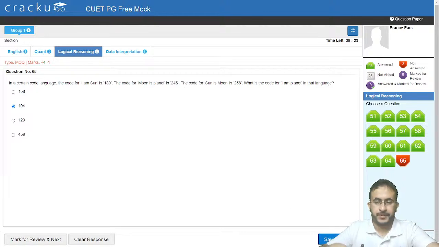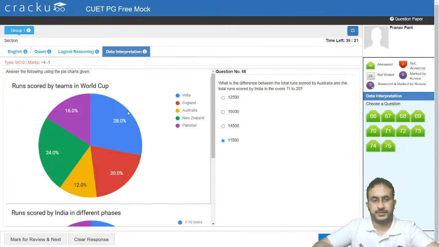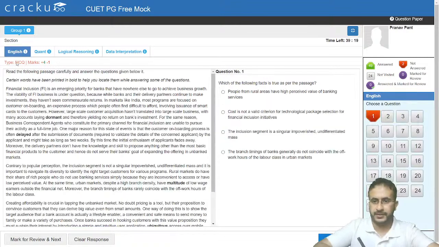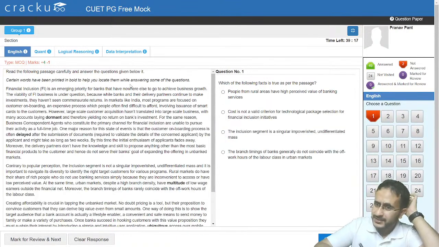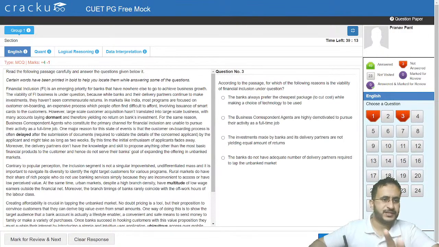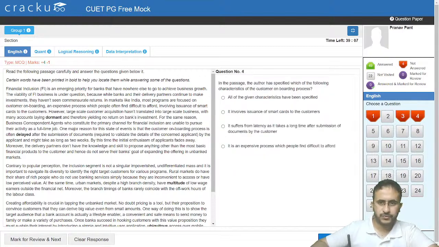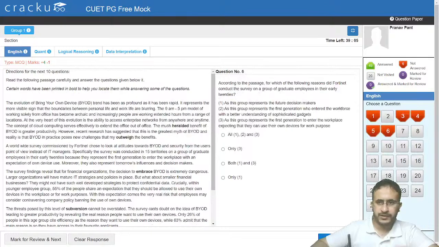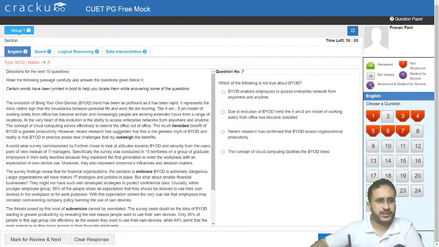All right, so LRB done. Let's see the English section. I'll skip the RC and see the other questions first. Now they have made the English section very difficult. This looks like a difficult RC. Financial inclusion, something, something. Options also look difficult. Okay, so let's see. Oh, they have added another RC. Yes, there will be two RCs, I guess.